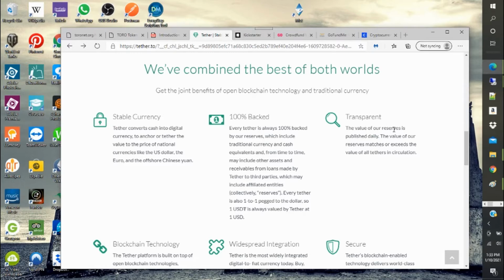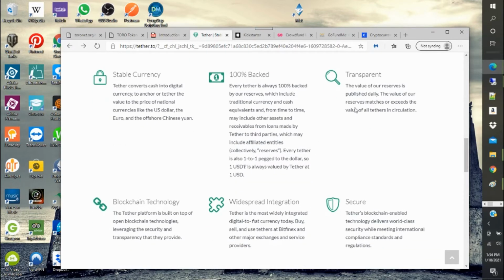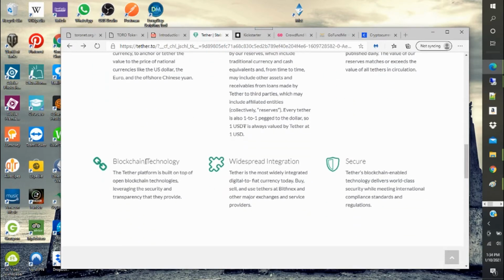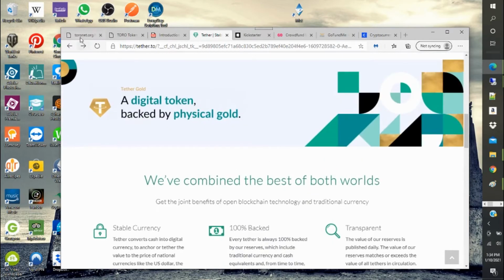So the values of the reserve is published daily. I suppose if we look here, we might see that daily publication. It's based on blockchain technology, so it has some advantages in that you can see in an open ledger exactly what has been created and how much it is, and it's been implemented in so many places. So that is basically it in a nutshell.